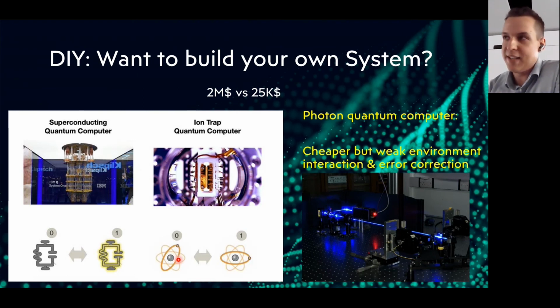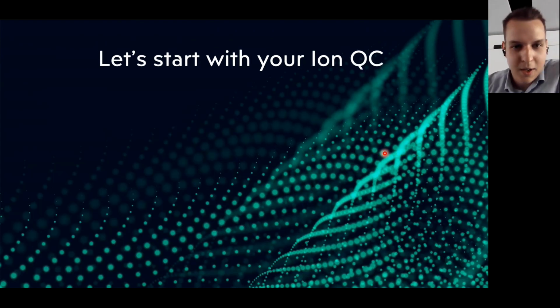because the interaction is weak with its environment, and also the error correction. If you can't control a photon really in a good manner, then you can't make error correction. So you're always trying to handle this guy, but you can't. So we better stick to the case and say we make an ion trap. Let's start with your ion quantum computer.